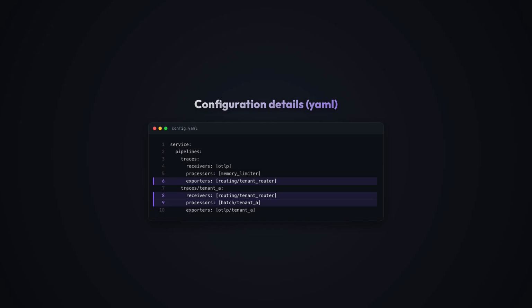Next, we define our tenant-specific pipelines, traces/tenant_a and traces/tenant_b. Crucially, the receiver for traces/tenant_a is the connector itself, routing/tenant_router. This pipeline then has its own processors, like batch/tenant_a, and its own dedicated exporter, like otlp/tenant_a. This structure completely decouples the ingestion and routing phase from the processing and exporting phase of each individual tenant.